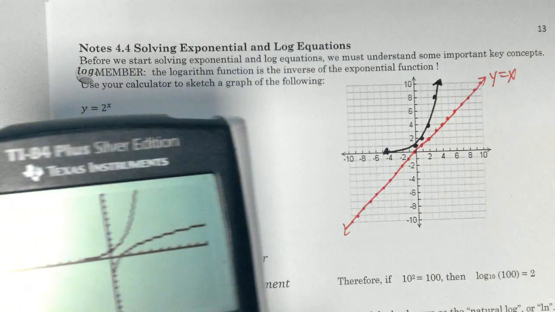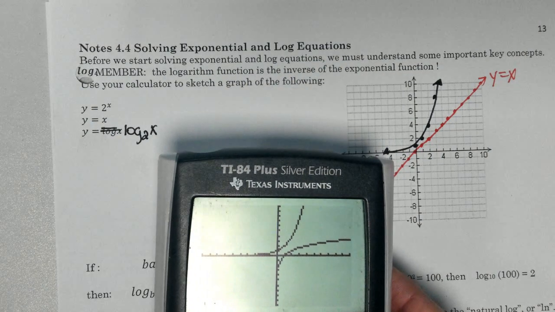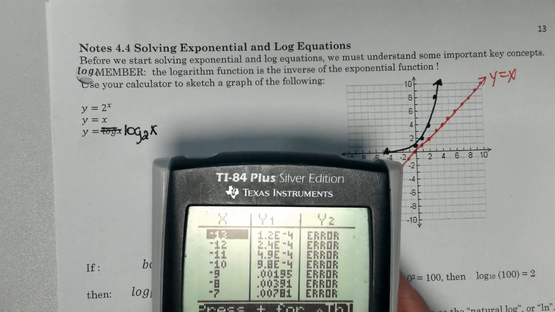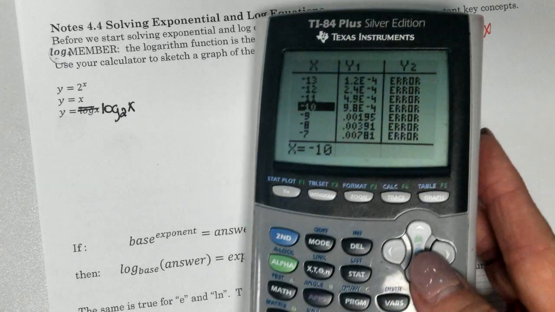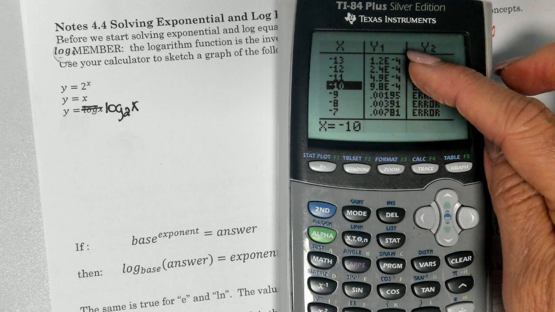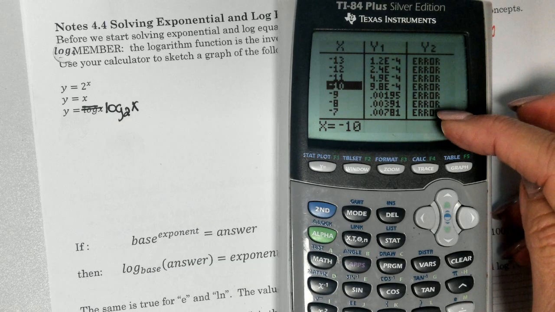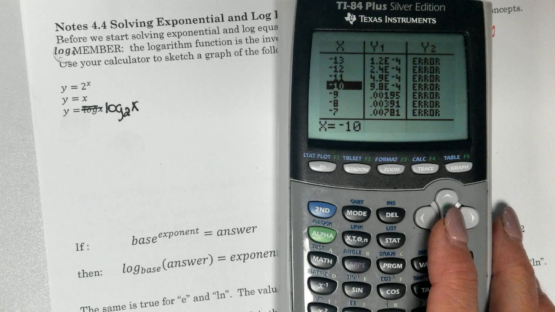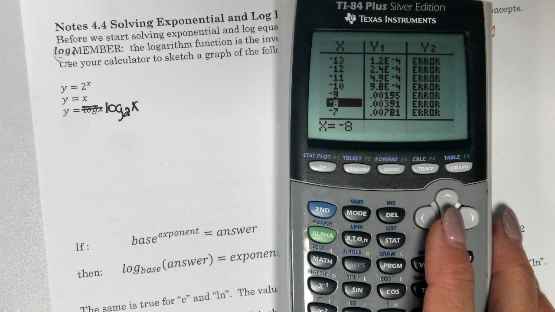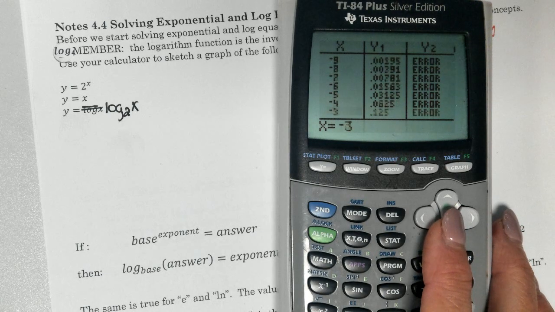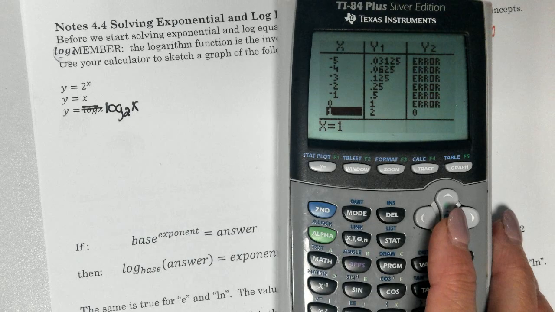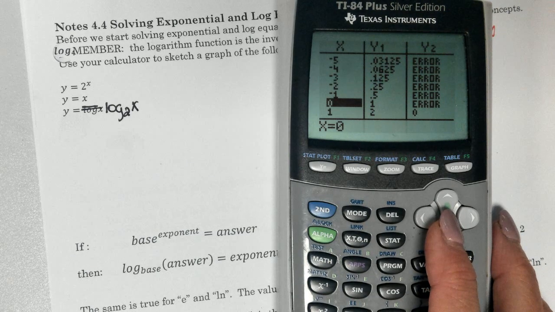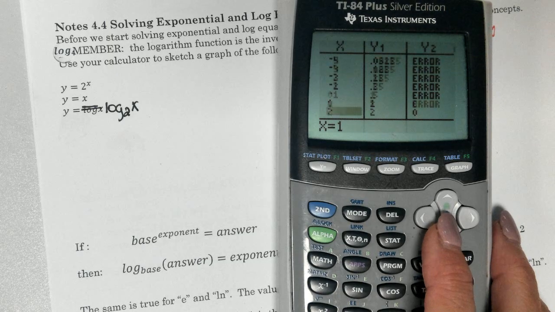All right, and to get your points for it, you can go to your table of values. Oh, looky. Why does my log function have all these errors over here for y? Can anybody explain that to me? Why would it be giving me errors? And the first error started when x was 0. There we go, because we have an asymptote.